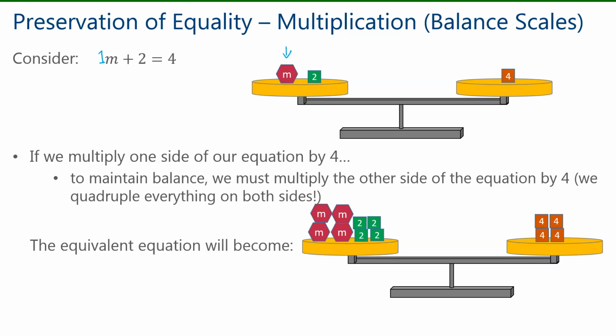And our equivalent equation, well, if I count up the hexagons, I have 4 of those, so that's 4m. 4 masses of 2 will give me 8, and 4 masses of 4 will give me 16. So the equivalent equation becomes 4m plus 8 equals 16. As mentioned in the previous video, we are not solving the equations here. We're just creating equivalent equations. If we decided to solve m plus 2 equals 4, and if we decided to solve 4m plus 8 equals 16, we would get the same solution because they are equivalent.